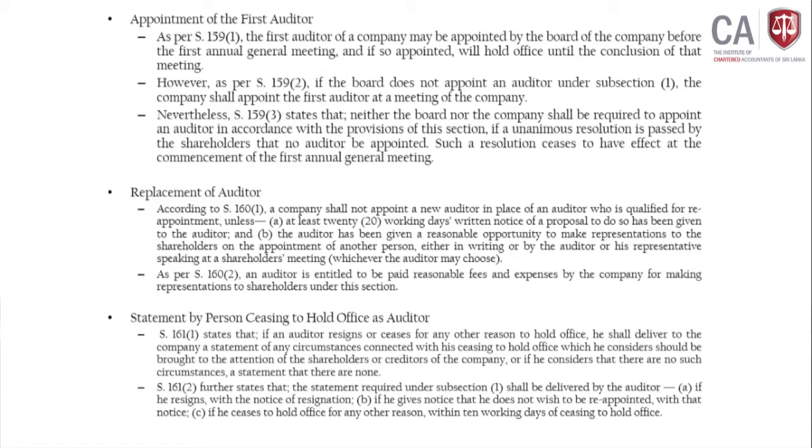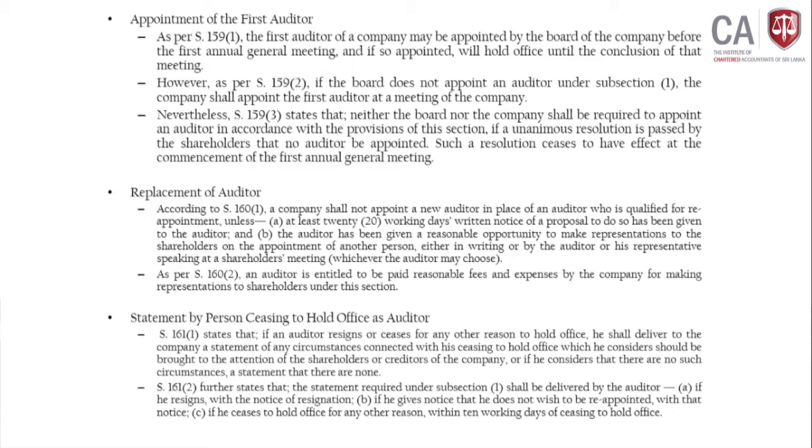So, an auditor who is ceasing or resigning from the office of auditor shall be given the opportunity to deliver to the company a statement of any circumstances connected with his ceasing to hold office, which he considers should be brought to the attention of the shareholders, so that the shareholders are well aware, well informed of the reasons why the auditor is resigning or ceasing to hold office, or creditors of the company. Or if he considers that there are no such circumstances, even a statement that there are none, he should be given the opportunity to present.